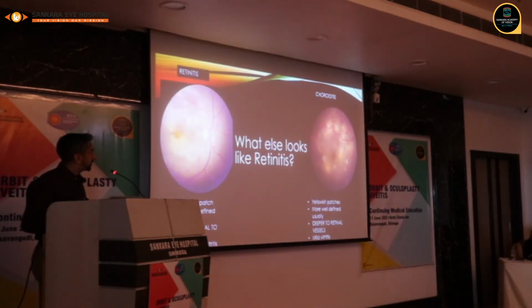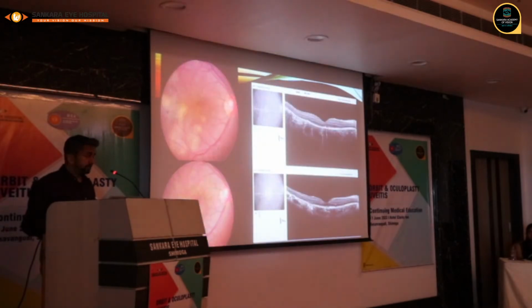They are more yellowish when compared to retinitis, which is more whitish. So they are usually more well defined, and there is not that much of vitritis when you see retinitis. So this is a very important slide. So this is one of my patients. This is actually a case of choroiditis. So this is a case of serpiginous choroiditis. So you can see these well-defined lesions here, subretinal, yellowish.